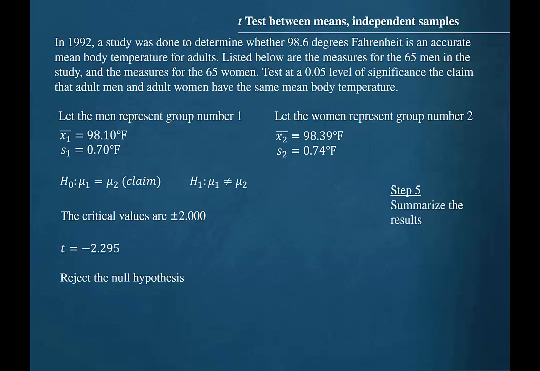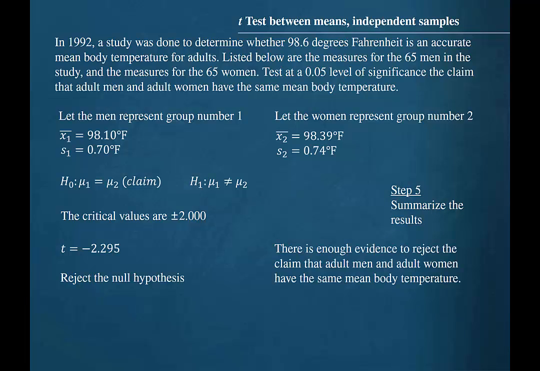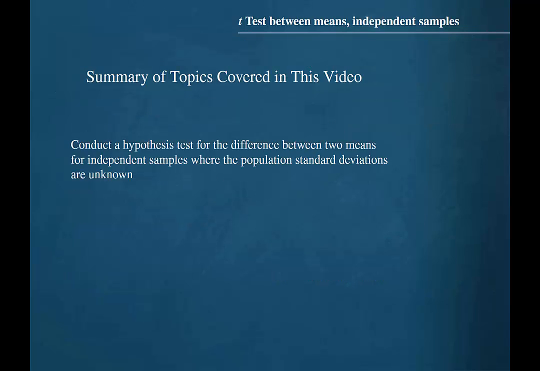Step 5 is to summarize the results. Since we decided to reject the null hypothesis, our conclusion is that there is enough evidence to reject the claim that adult men and adult women have the same mean body temperature. In this video, we learned how to conduct a hypothesis test for the difference between two means for independent samples where the population standard deviations are unknown.